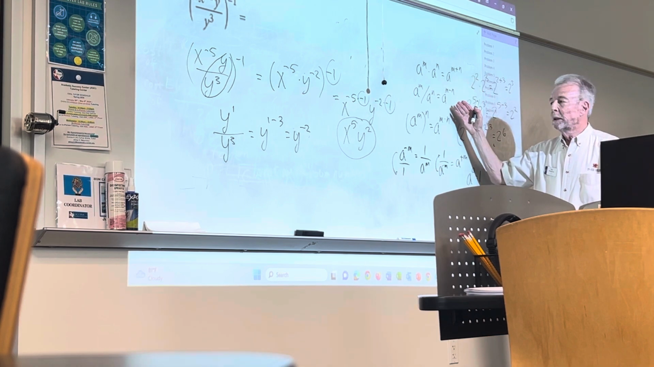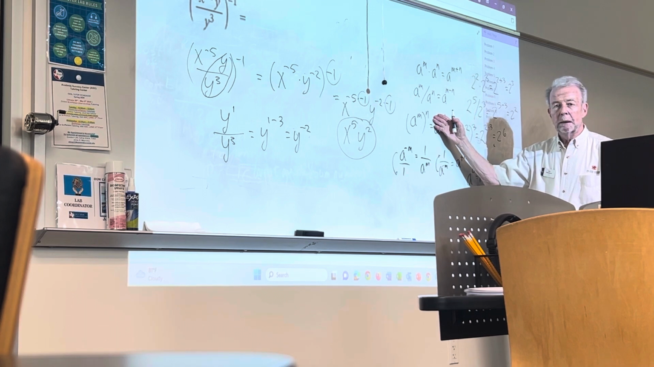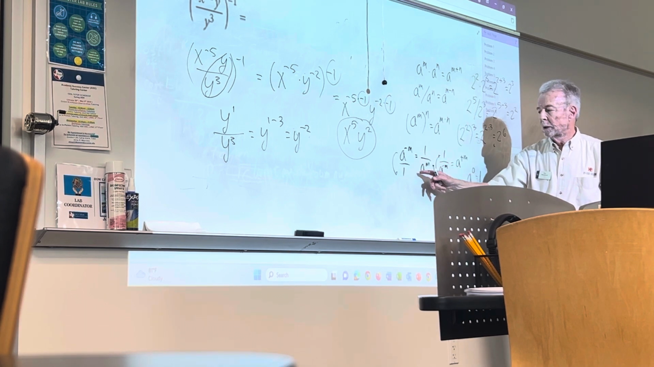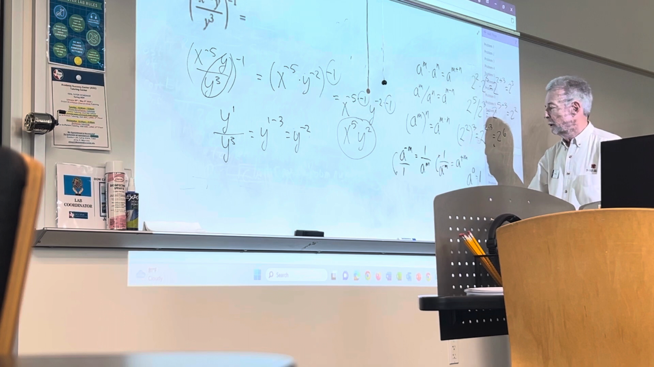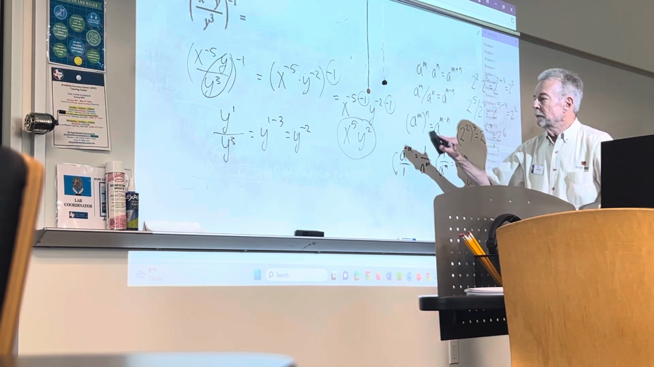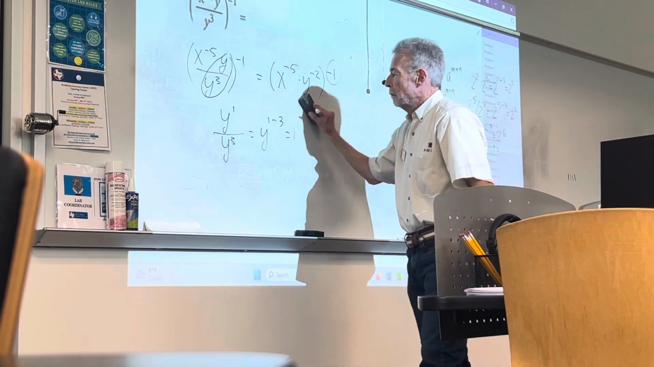Add them, you divide, you subtract them. If it's outside, you multiply them. If you push it across the fraction bar, it'll change the sign of the exponent. And anything to the 0 power is 1. Leave those up there for a moment, make sure you've got them copied.